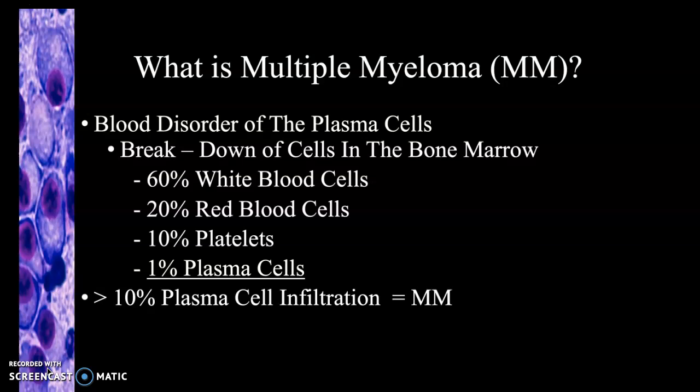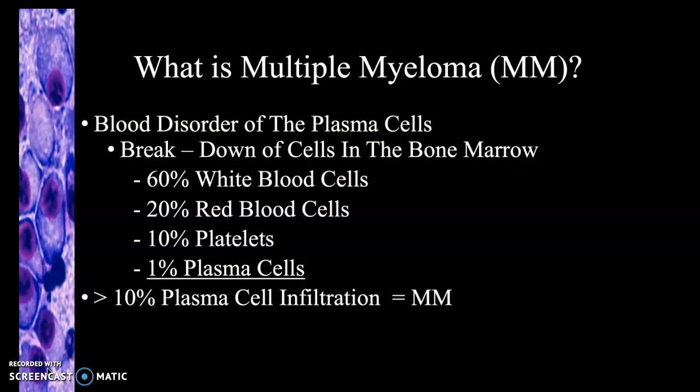and these are the immune response cells. 20% of the cells in the bone marrow are red blood cells, and these are the hemoglobin cells that carry oxygen throughout the body. And 10% of these cells are platelets, which are important for blood clotting, and 1% of these cells are plasma cells. And plasma cells are the cells of interest in the case of multiple myeloma.